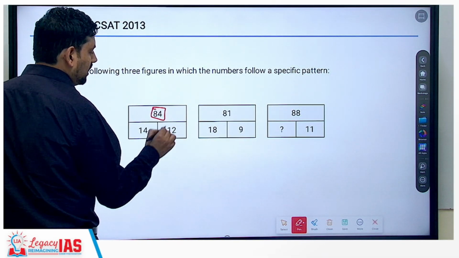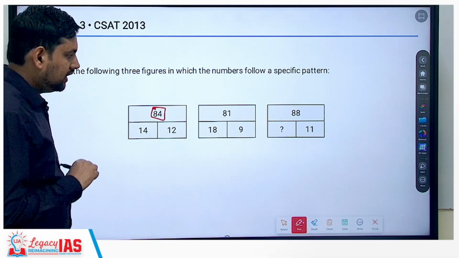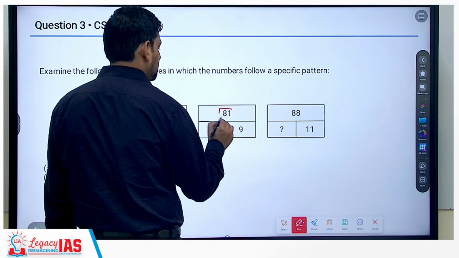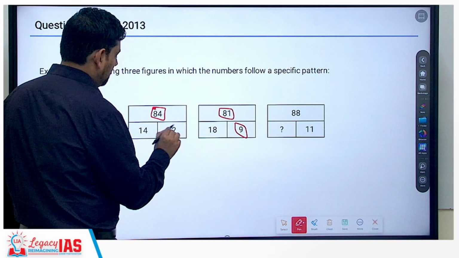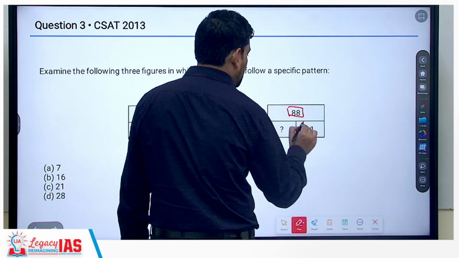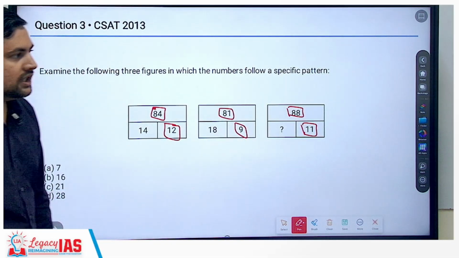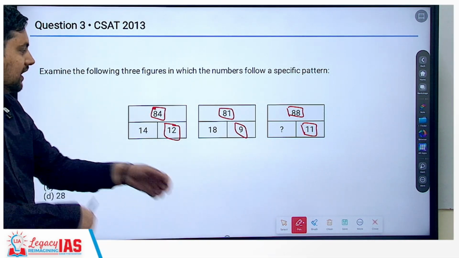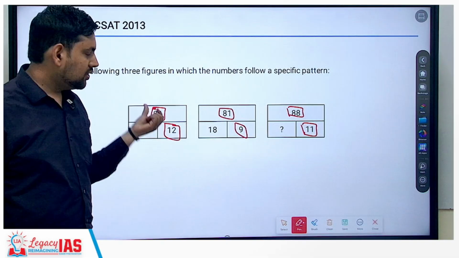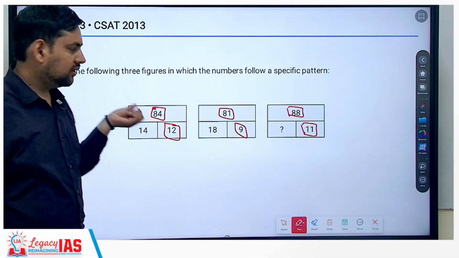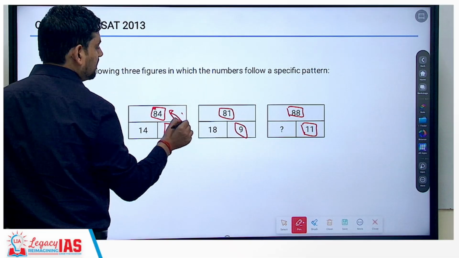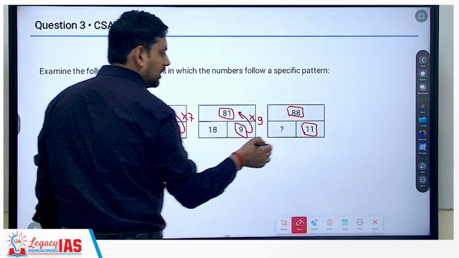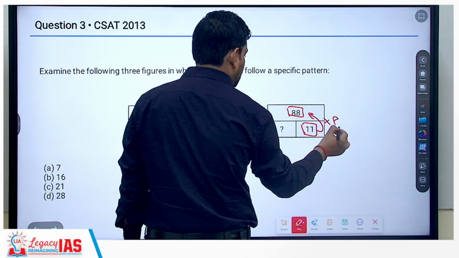84 is in the table of 12 and 14 both. Okay, fine. Then 81 is in the table of only 9, not in the table of 18. So 81 and 9, 84 and 12. Similarly here 88 and 11. All these form some kind of pattern. Okay. Then see, from 12, how can you get to 84? You can get this by multiplication of 7. Similarly 9 to 81 by multiplication of 9. Then 11 to 88 by multiplication of 8.